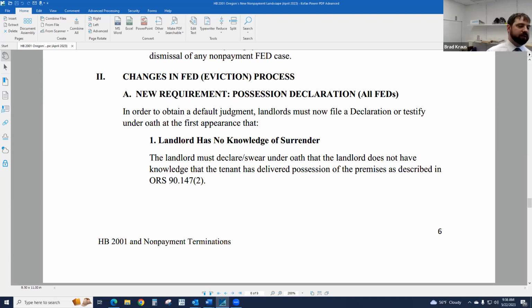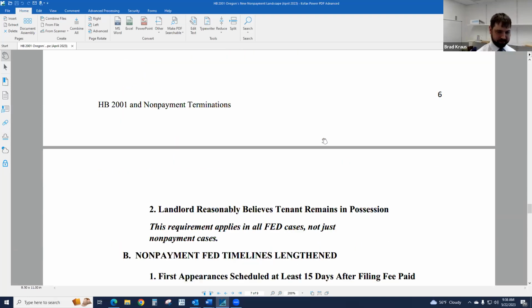There's a new requirement. The possession declaration has to be in all evictions. So in order to obtain a default judgment, so if your tenant doesn't appear, landlords must now file a declaration or testify under oath at the first appearance that the landlord has no knowledge of surrender. So the landlord must swear or declare under oath that the landlord does not have knowledge that the tenant has delivered possession, and that the landlord reasonably believes the tenant remains in possession.